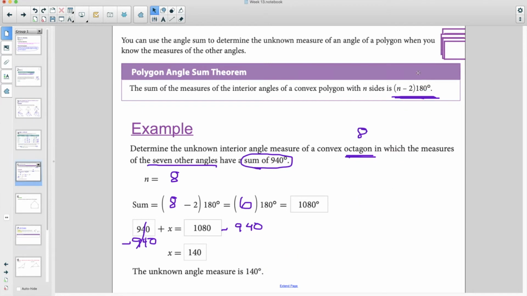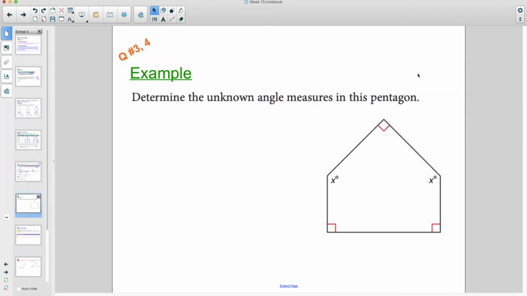So that's just one example. We're going to do another one. Okay, so let's move on to our next example. All right, so this one is going to get us ready for our summative this week, questions 3 and 4.